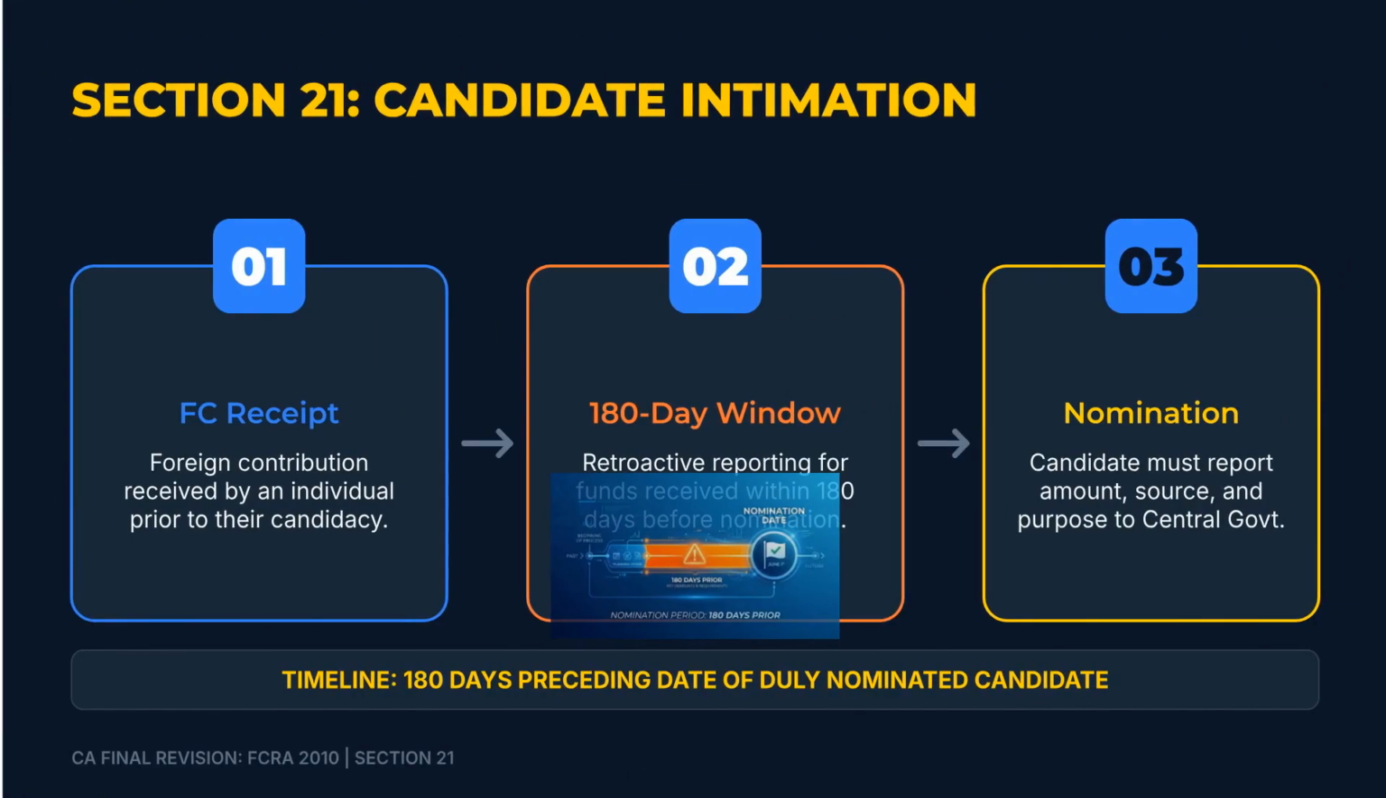Section 21 deals with a unique situation involving election candidates. Under the FCRA, candidates for election cannot accept foreign contribution. However, this provision applies to contributions received before they become candidates. If a person has received foreign contribution within 180 days immediately preceding the date on which they are duly nominated as a candidate, they must furnish specific details to the government. These details include the amount received, source of receipt, manner of receipt, purpose of receipt, and manner of utilization. The objective is to ensure transparency in electoral processes.